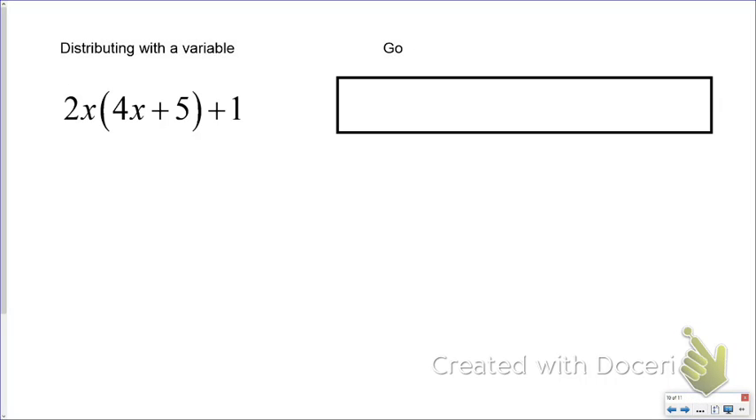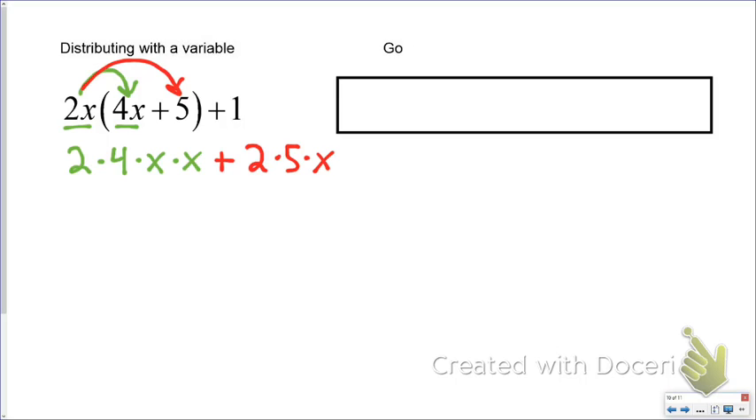Okay, sometimes you'll be required to distribute with variables. So you have to watch this carefully. 2x times 4x. This is like saying 2 times 4 times x times x. Okay? And then this will be 2x times 5. So this will be kind of like saying 2 times 5 times x. And then I can just bring down my plus 1 out here.